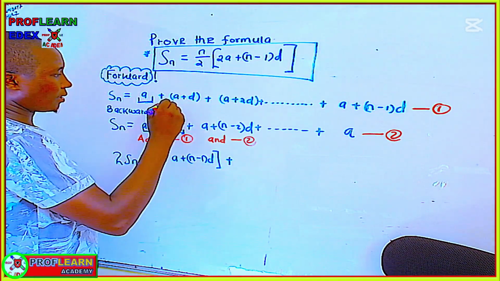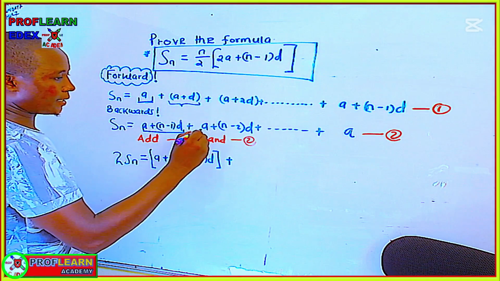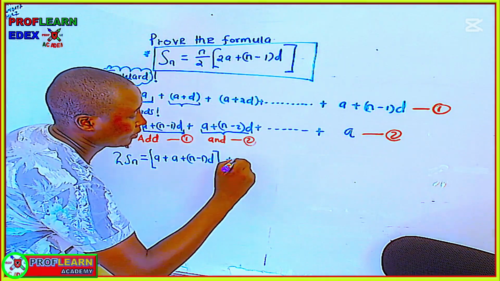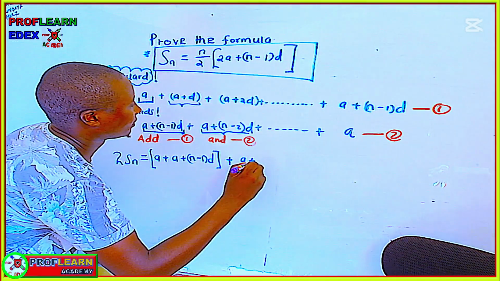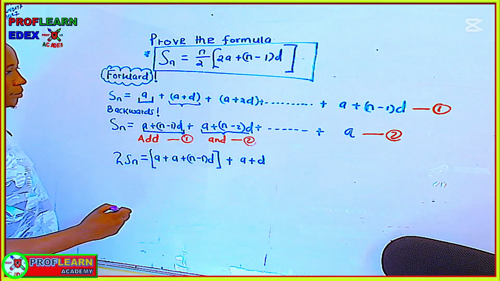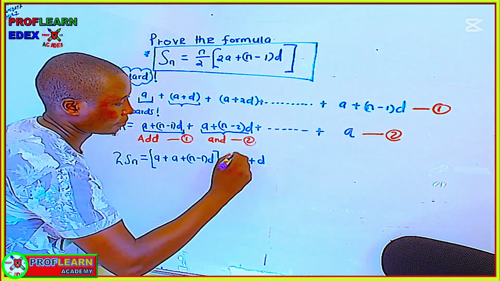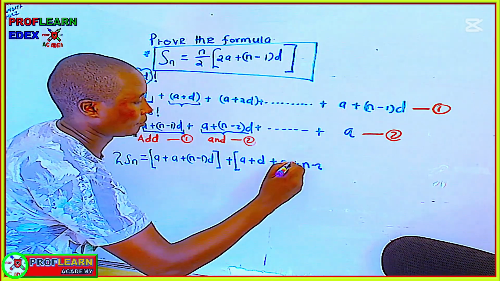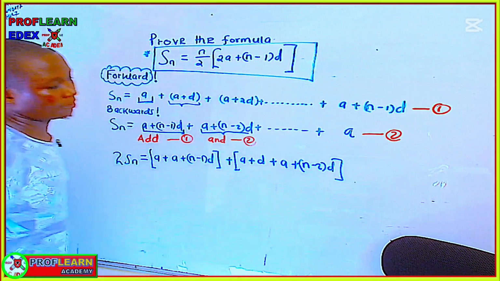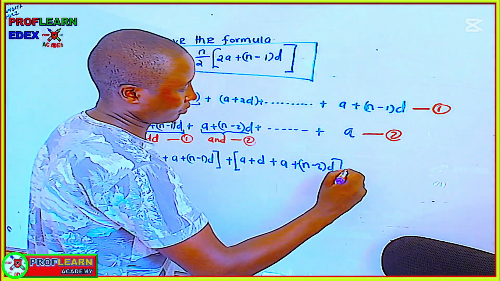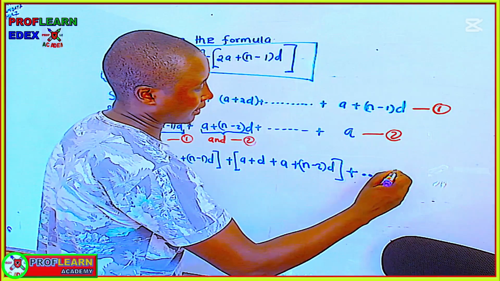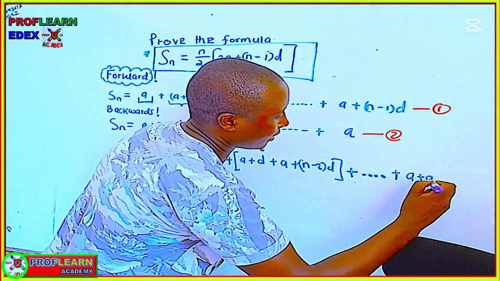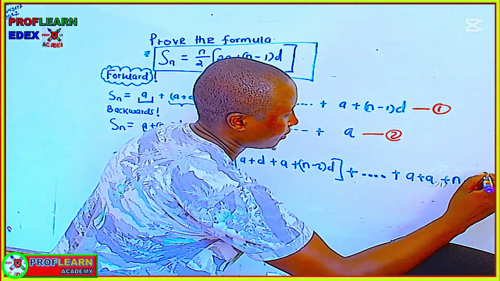plus this second term, which should be added to the second last term here, and this is going to be a plus d plus a plus n minus 2 into d. Then we shall say the series will continue until we shall have a plus n minus 1 into d plus a.